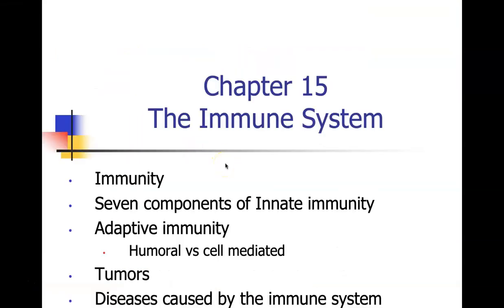Okay. Chapter 15 is all about the immune system. This will be a little bit of a long one, so make sure to stop and take breaks when you need to. Today we're going to talk about immunity, the 7 components of innate immunity, adaptive immunity, tumors, and finally some diseases caused by the immune system.